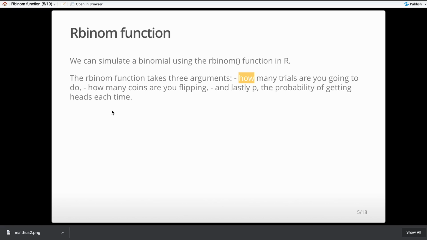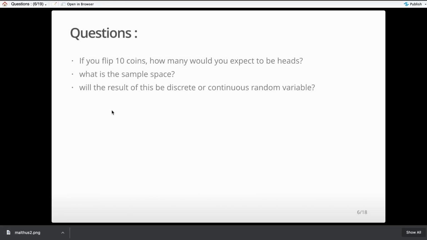So if it's a fair coin, the probability of getting heads is going to be 50%. So our question is if we flip 10 coins, how many would you expect to be heads? Think about this for a second. If we flip 10 coins, how many times would you expect to get heads out of those 10 coins? Right. So what's the sample space if we flip 10 coins? The sample space is how many times you get heads. So you could get heads 0 times, you could get heads 1 time, you could get heads 7 times, right? 0 to 10 is the sample space.